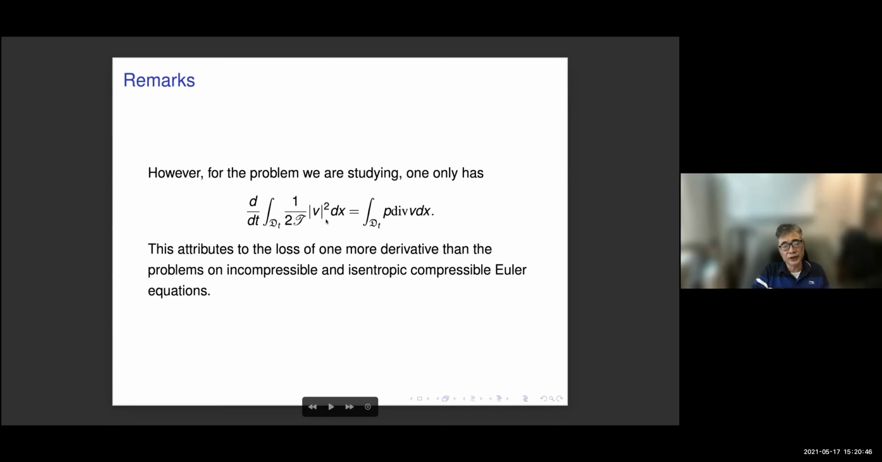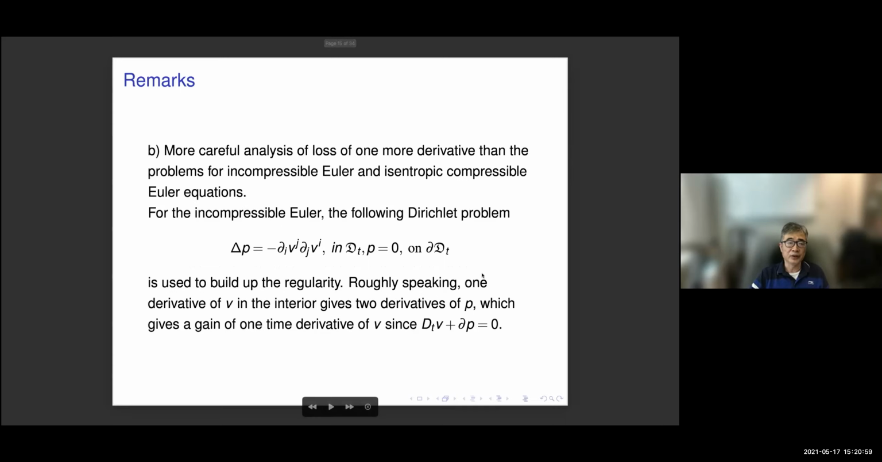This issue contributes to the loss of one more derivative than in the problems for the incompressible and the isentropic compressible Euler equations. This is the first issue. Another issue is regarding, for example, the incompressible Euler equations, where we have this Dirichlet problem, as I said just now.